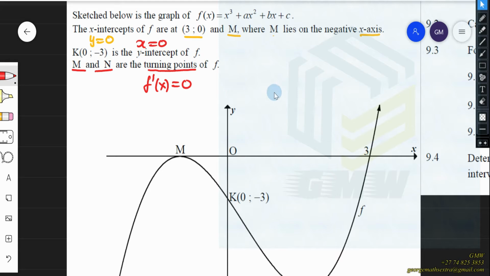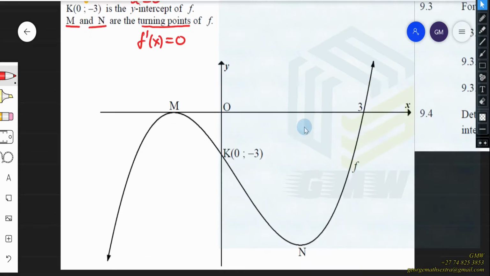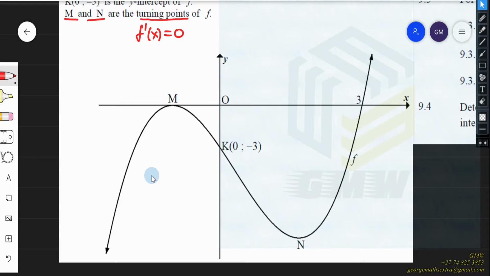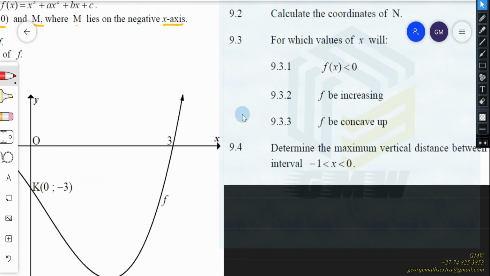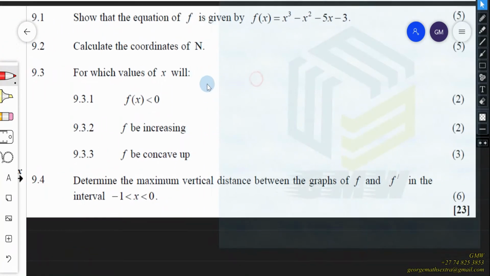Now, whenever you read a word and you have a concept on it, you write it down. It at least minimizes the time taken before you start writing something on paper, which reduces panicking. Now, this is the description and this is the graph, the cubic polynomial we are talking about. It shows that m and n are turning points, k is the y-intercept, and 3 and m are the x-intercepts. Now, let's look at the questions and start answering.